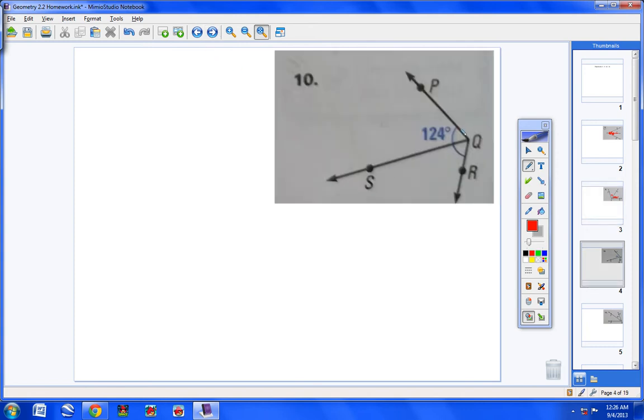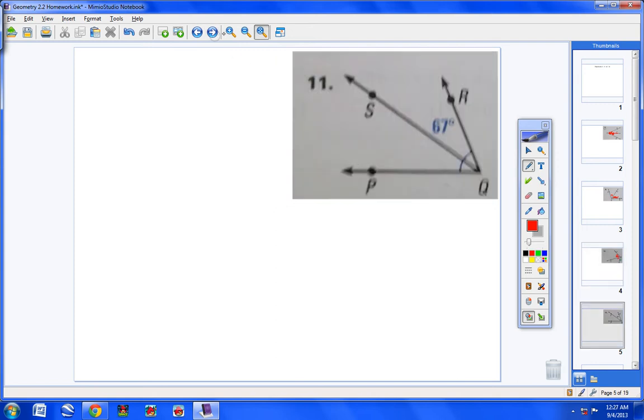Number 10, same thing. The entire whole angle right here is 124 degrees. And QS cuts that angle right in half. So if we want to find the measure of the two little angles, this angle here and this angle here, we'll take 124 and divide it in half. And that means this angle here is 62 degrees. And this angle here is 62 degrees. And there we go. Moving on to number 11.